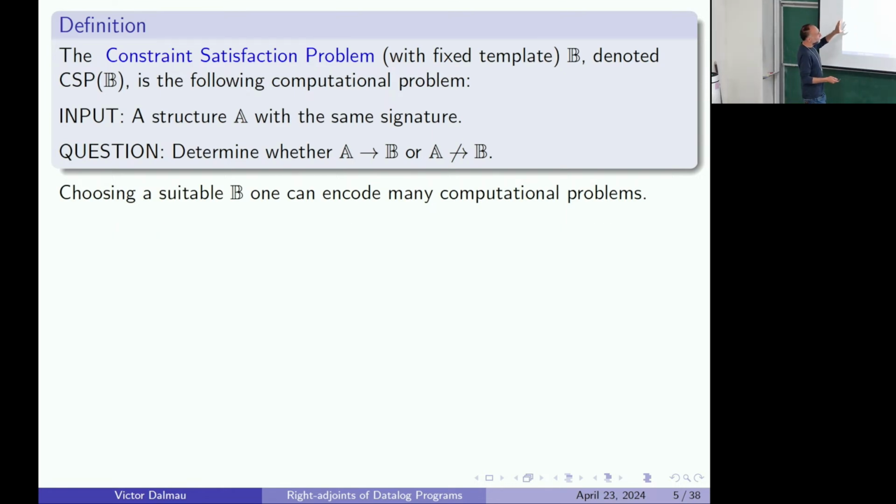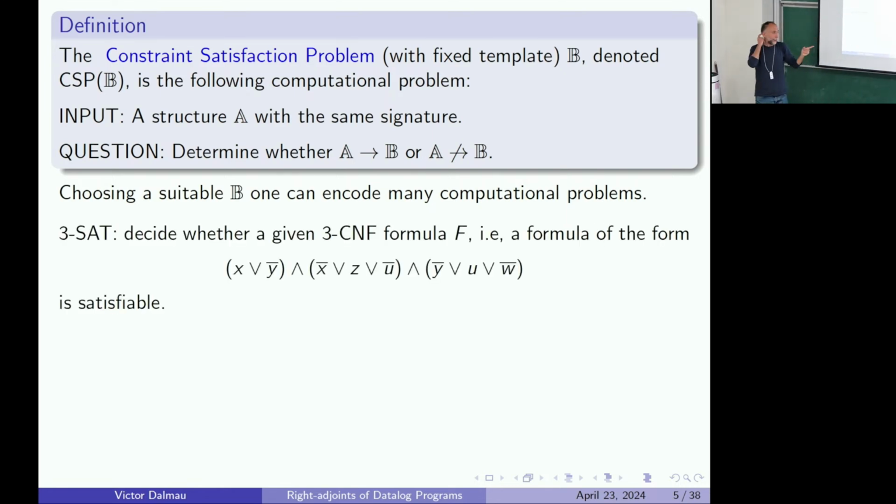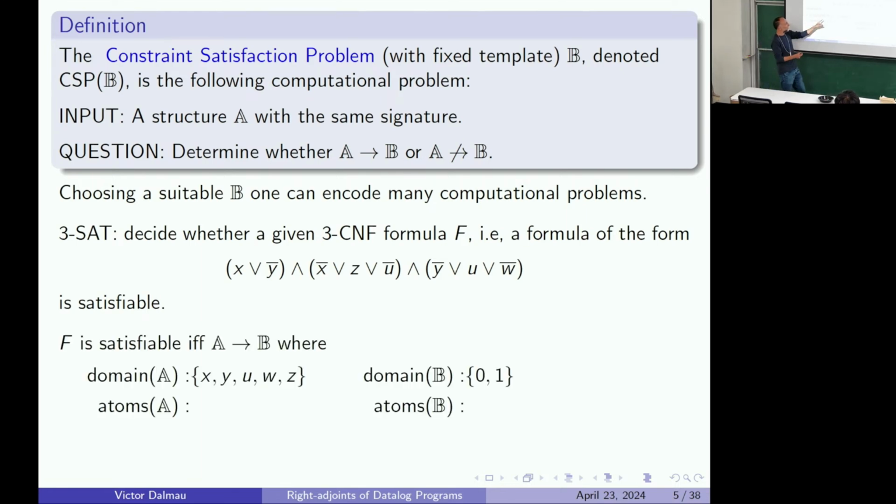To see why relational structures are interesting, I'll encode another problem, 3-SAT, and here you'll see why you need relational structures to encode it in a natural way. That's the CNF problem, satisfiability of a CNF. You are given a propositional formula of this form, and you want to know whether it's satisfiable. Then you can encode this immediately as a homomorphism between two structures in the following way.